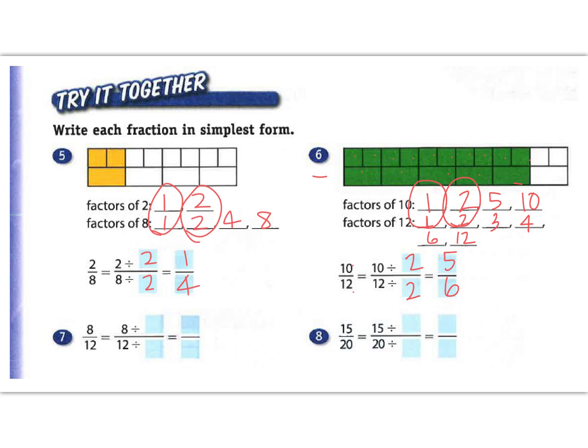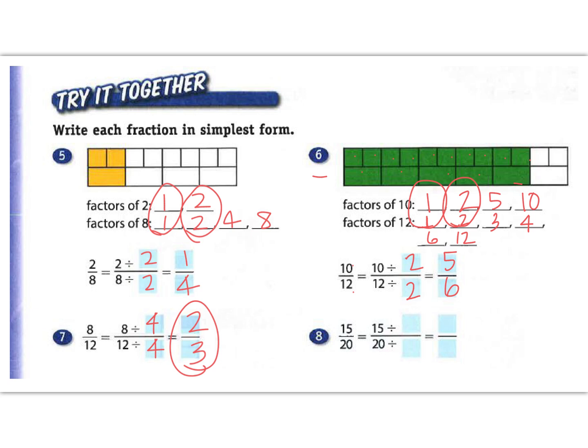All right, here we have 8 and 12. Well, we already have them written down, so we can see what they have in common. We know they have 1, 2, 4 in common. 4 looks like the greatest one, so let's divide top and bottom by 4. 8 divided by 4 is 2. 12 divided by 4 is 3. 2/3 is the simplest form.